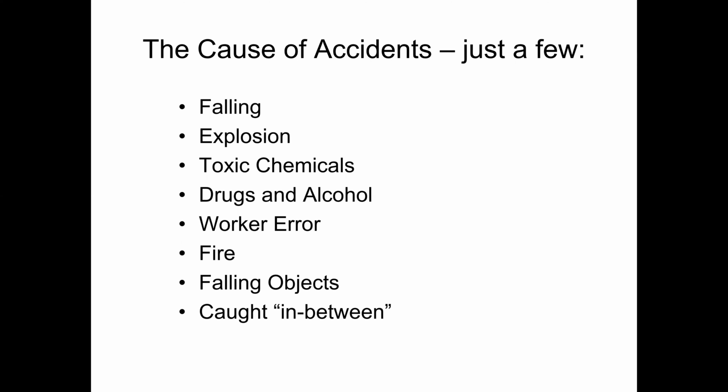Now, the causes of accidents, just a few of them. Falling is one cause, when people fall from height. There is exposure to toxic chemicals. There is drug or alcohol use. There is worker error, or fire. There are falling objects, for example something falls from the tower crane onto a worker and the worker dies. Sometimes people wear loose clothes or work near moving parts or machinery, so they get caught between the moving parts of the machinery. They get injured, or they lose their life, or some limb.